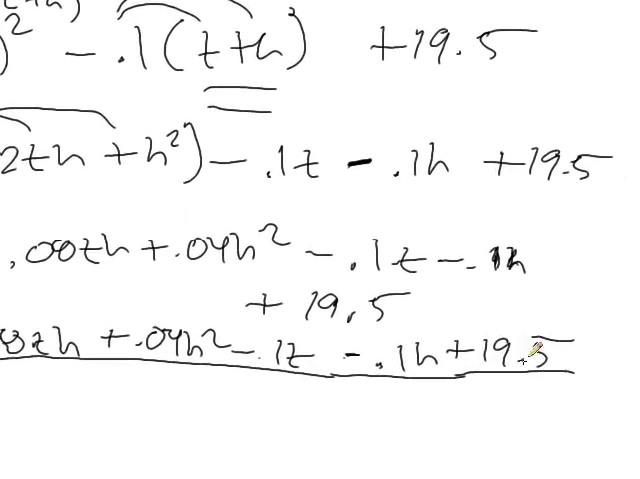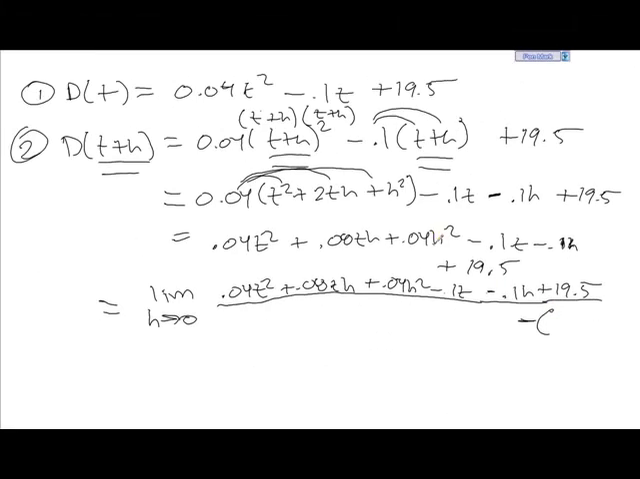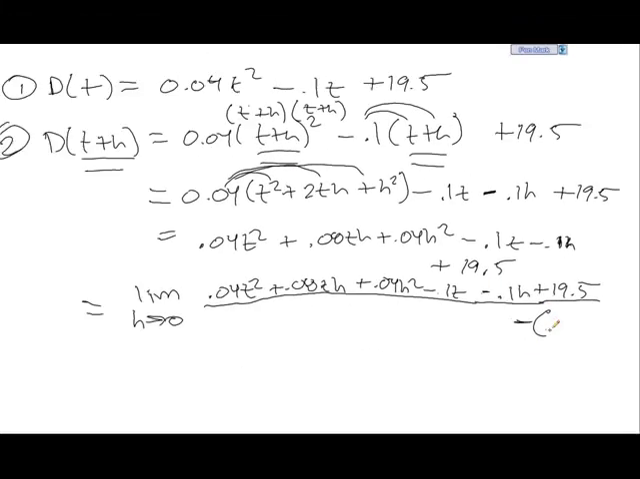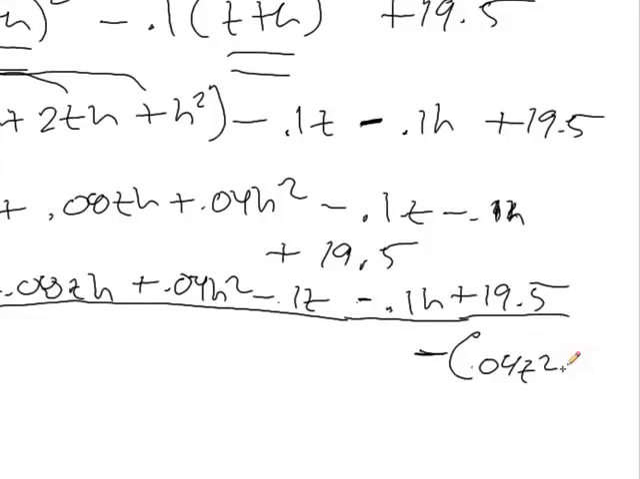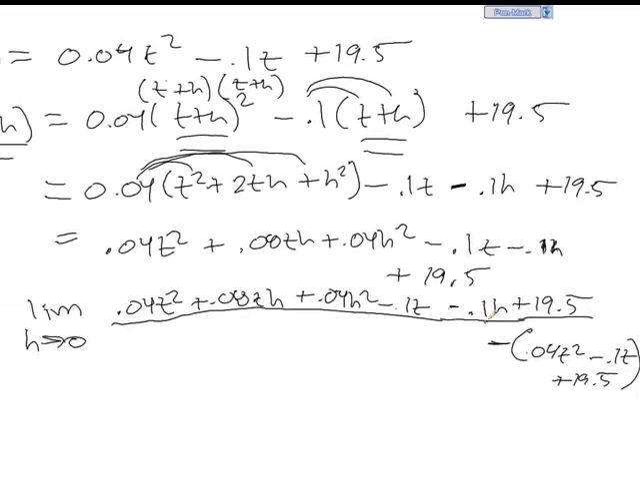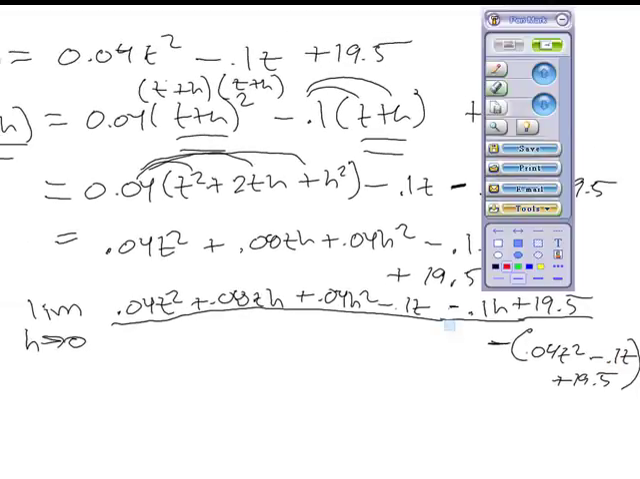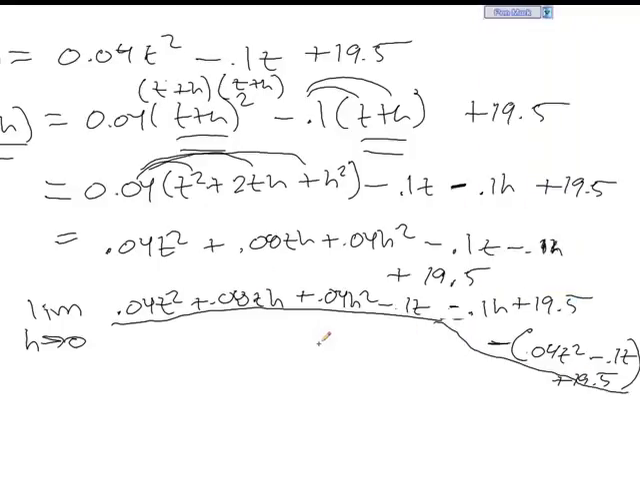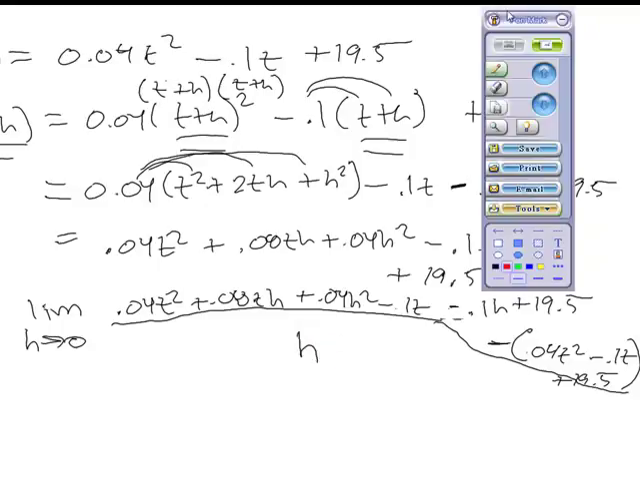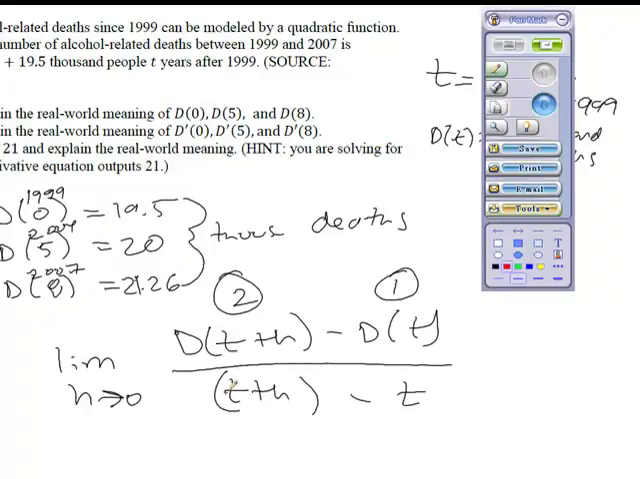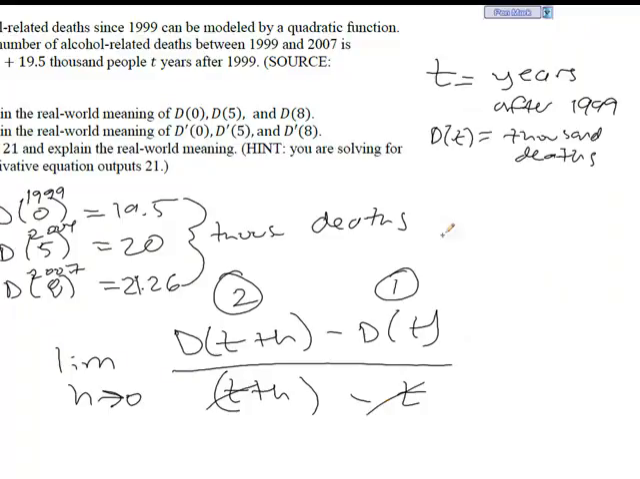And since this thing is so long, I'm going to have to kind of leak down here a little bit, minus d of t, which is 0.04t squared minus 0.1t plus 19.5. And all of this stuff here is going to be over h. I know this is kind of messy, but this is my fraction bar, and this is all over h, because t and negative t cancel each other out.